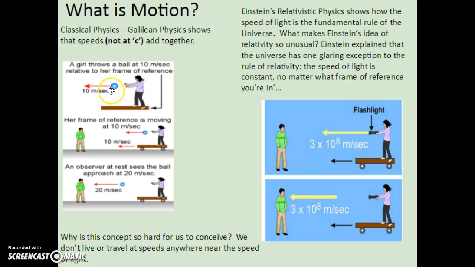So we do a little activity in class. It's actually a form of Galilean physics. It's classical physics. This is not involving speeds at the speed of light. But they add together.